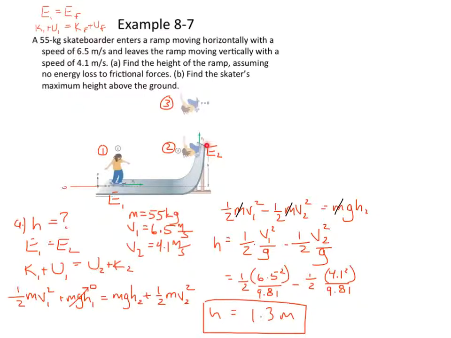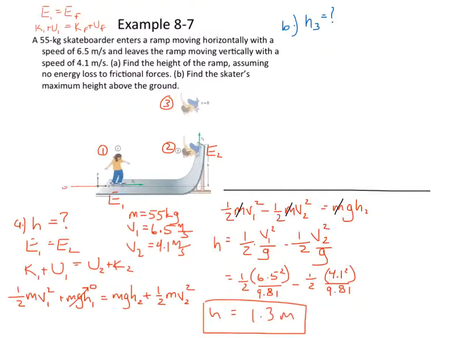The second part asks, what is a skater's maximum height above the ground? I'm going to draw a line to kind of separate these out right here. And the maximum height above the ground, part B, I'm going to draw in blue. So that's part B, the maximum height above the ground. So we'd like to find the height at position 3. H at 3 equals what? How high do they go?